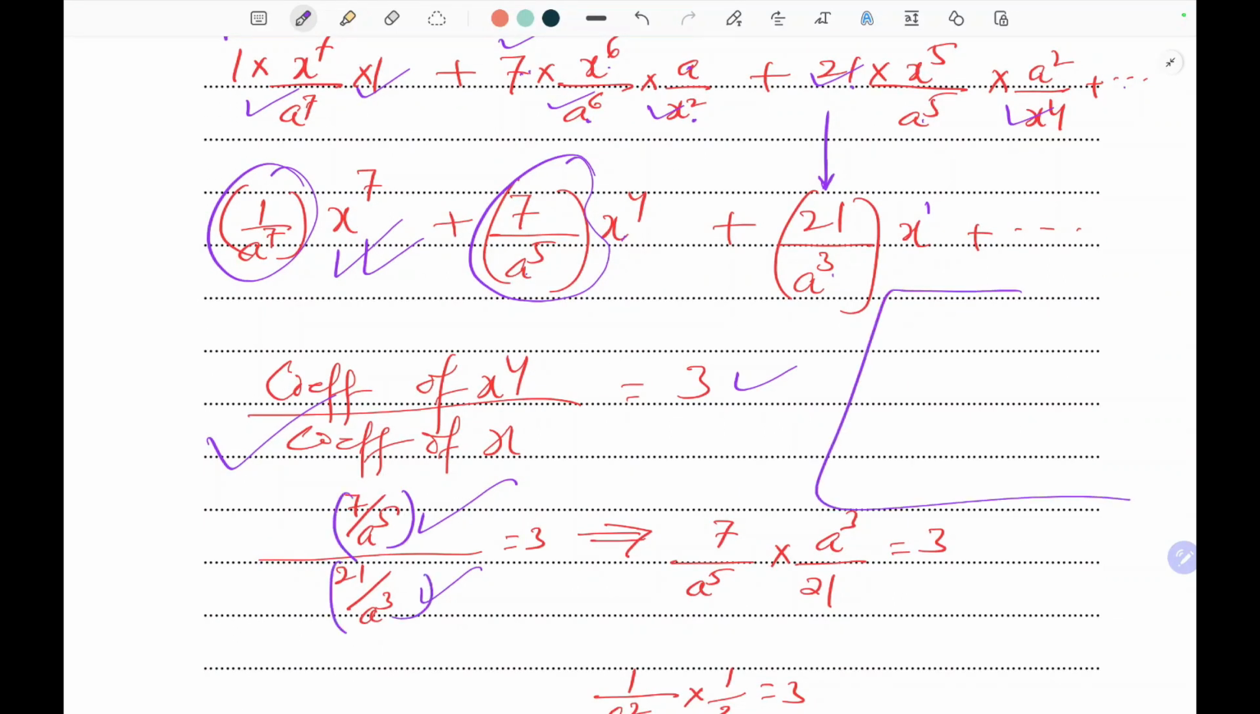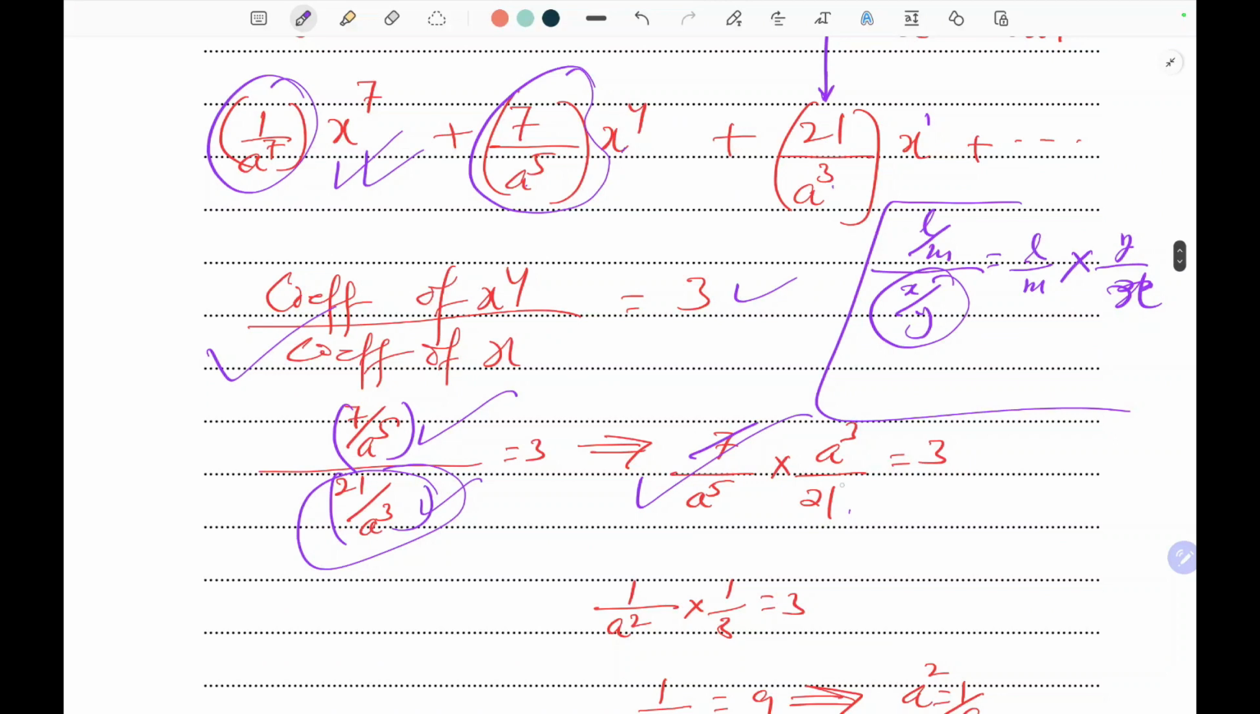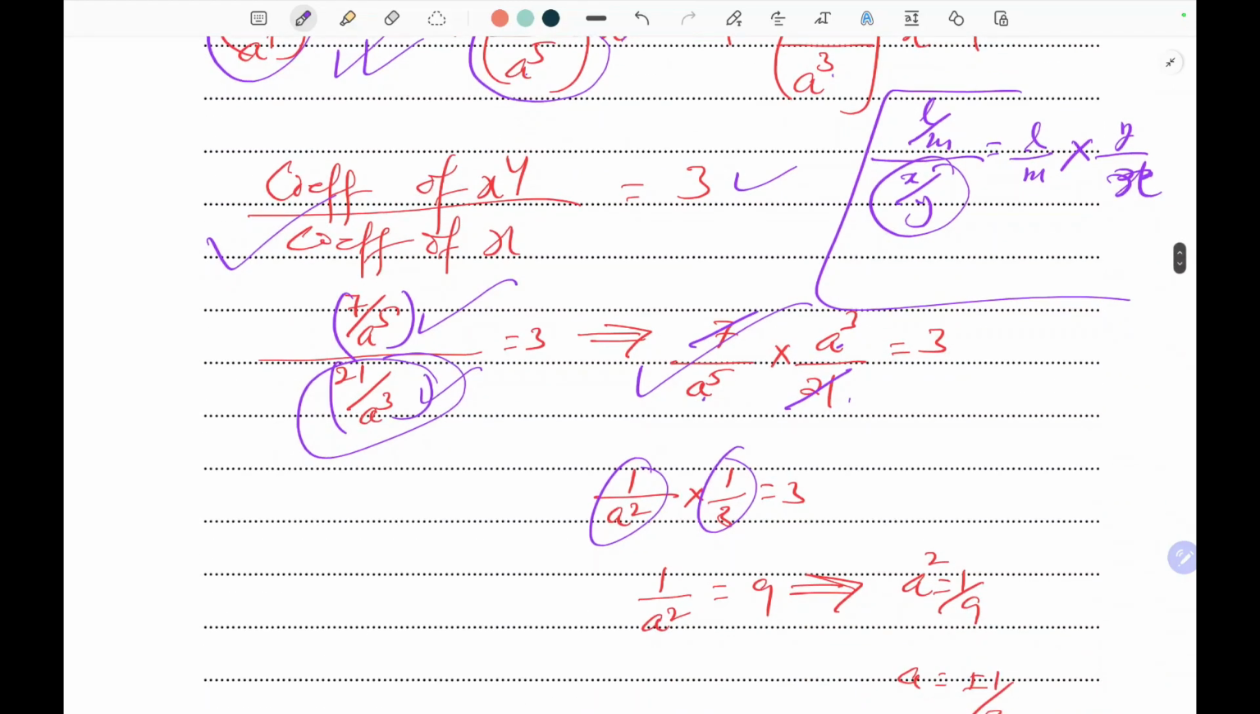For solving this, I'm just explaining over here. L over m divided by, suppose, x over y. So this is L over m, then times the reciprocal, y over x. Okay, so this is 7 over a to the power 5, and dividing by 21 over a cube will be times a cube over 21. So 7 and 21 you can cancel, you get 1 over 3, and a cube over a to the power 5 you get 1 over a squared.